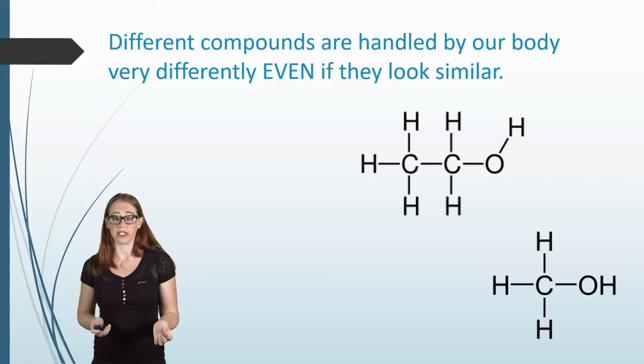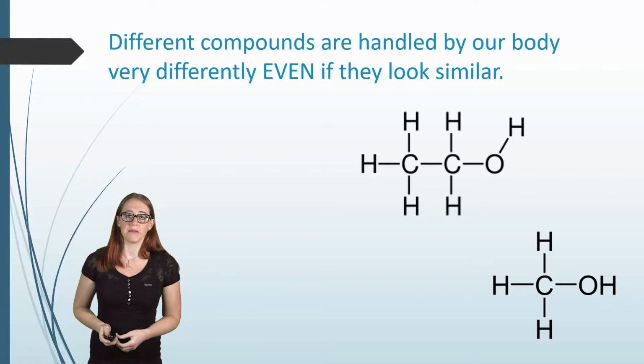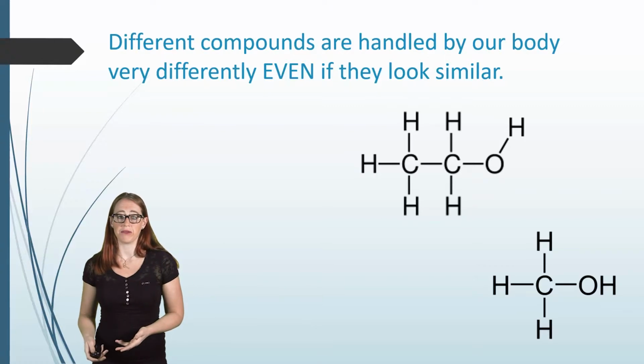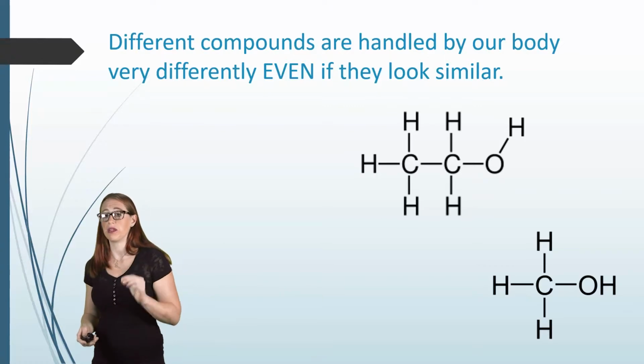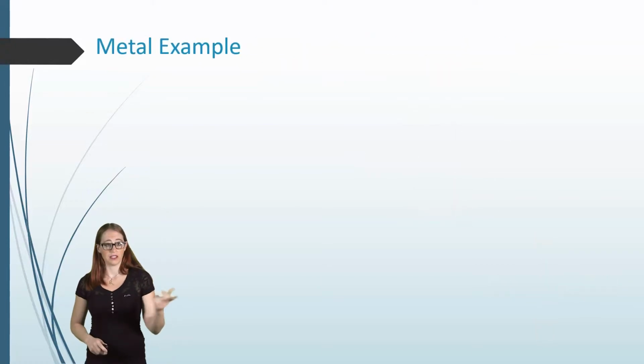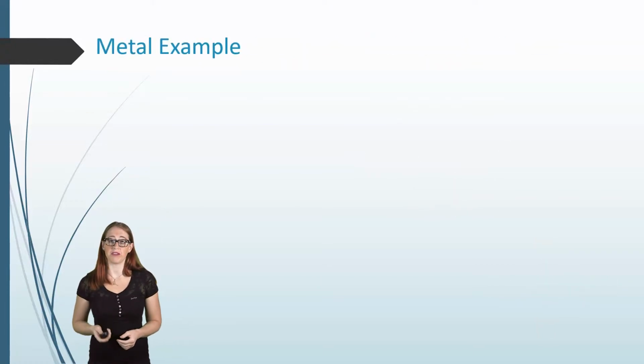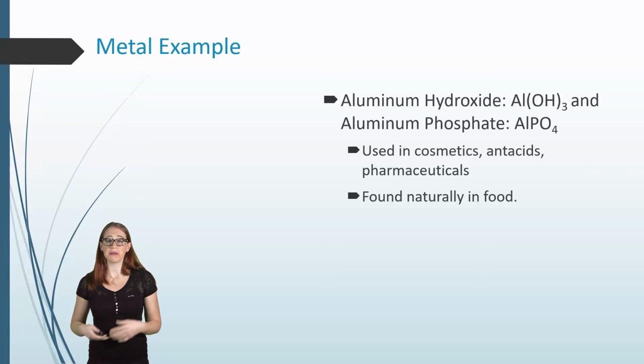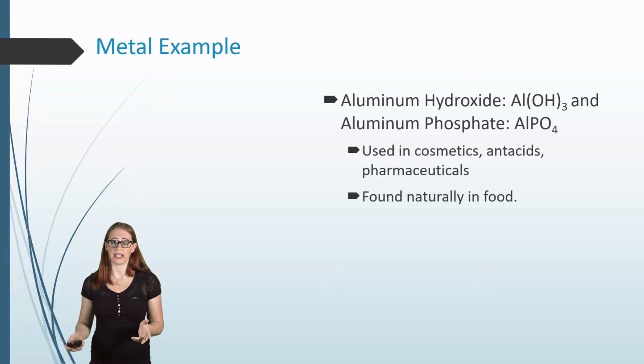The small difference means that your body reacts very differently to it. Even drinking a very small amount of methanol can lead to blindness, kidney failure, or even death. Now let's look at another example, this time involving a metal. Aluminum is an incredibly common metal that's found in a variety of things.